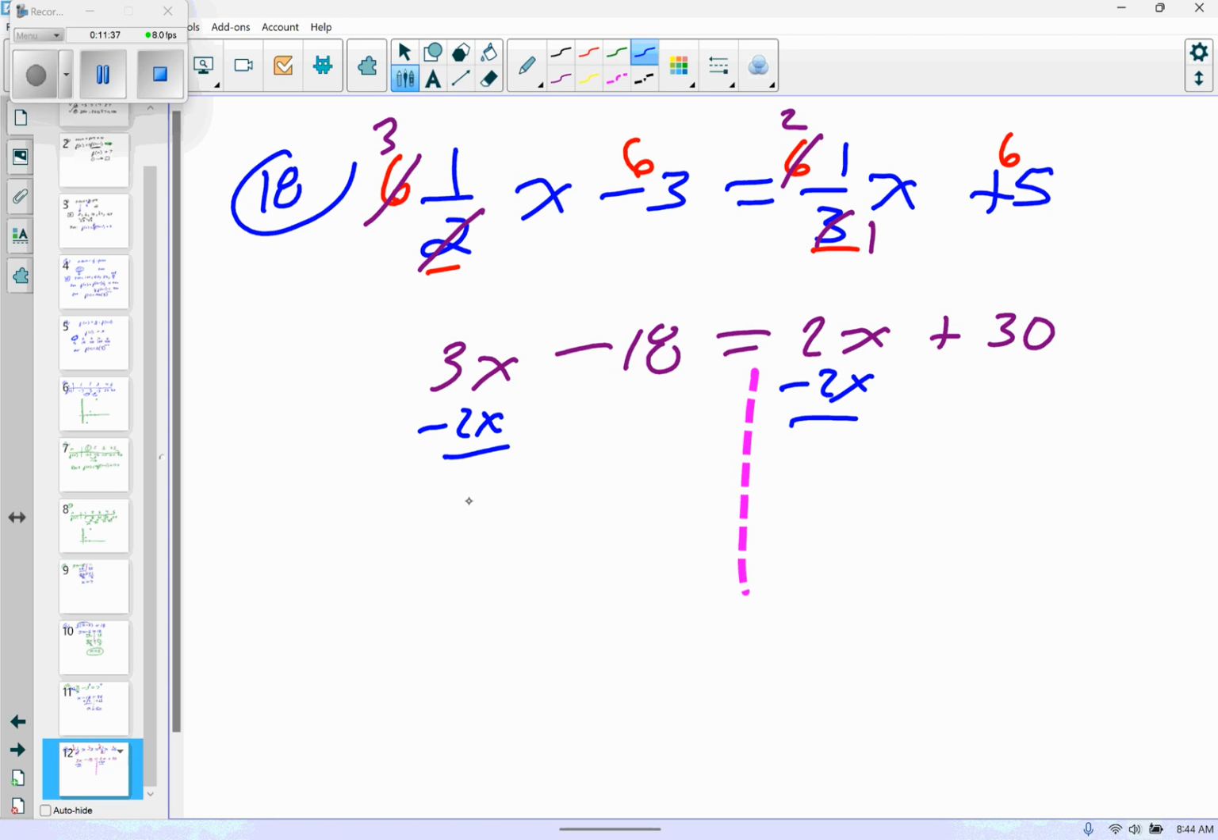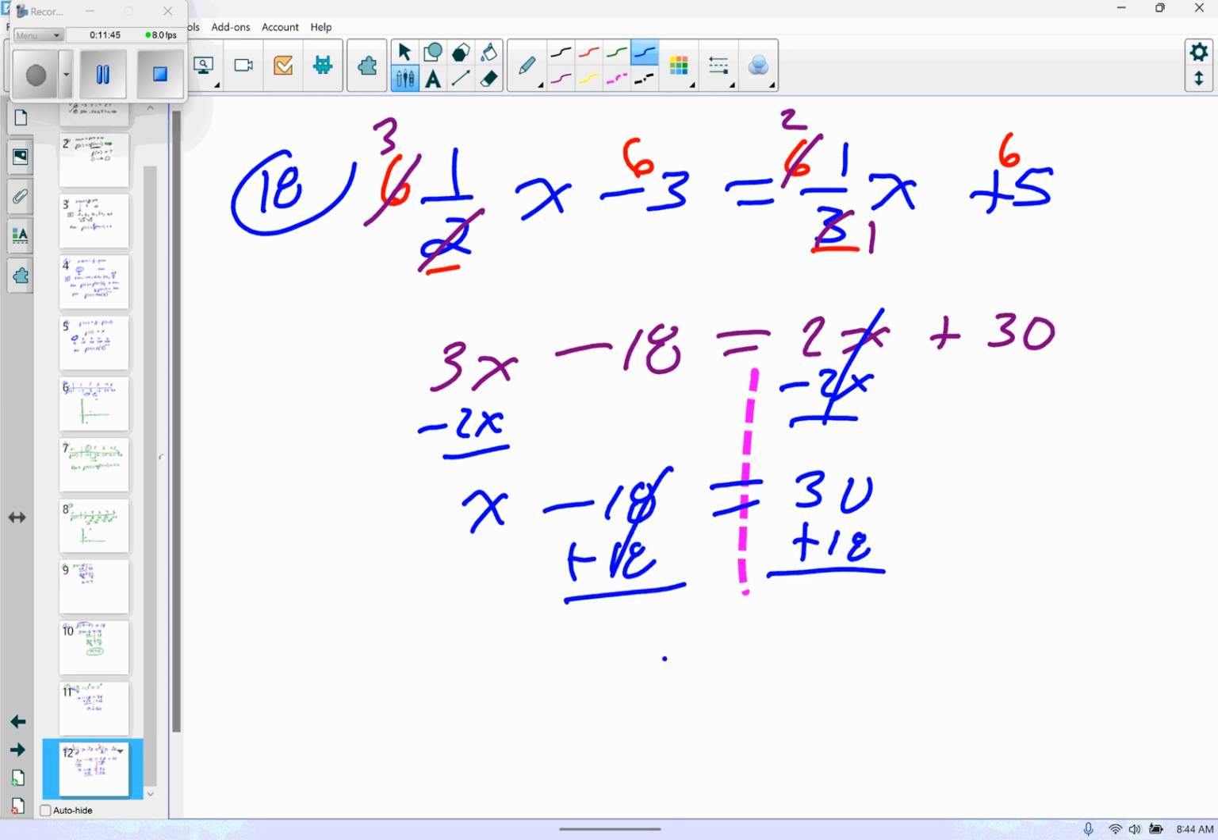So that just gives me 1x, which is the same thing as x. Those cancel. And let's add 18 to both sides. So x equals 48.